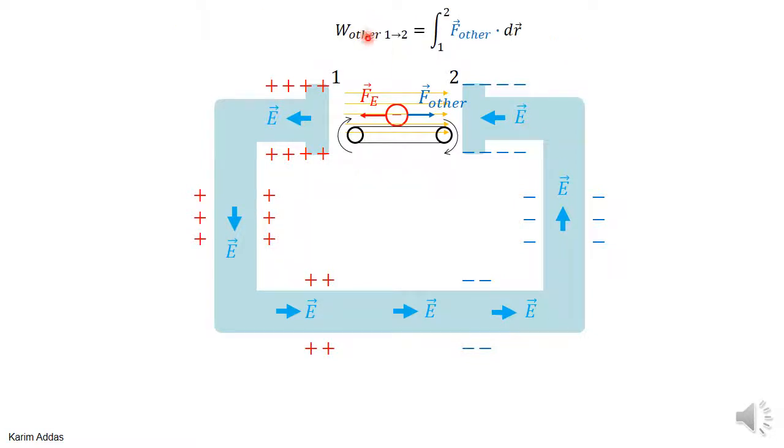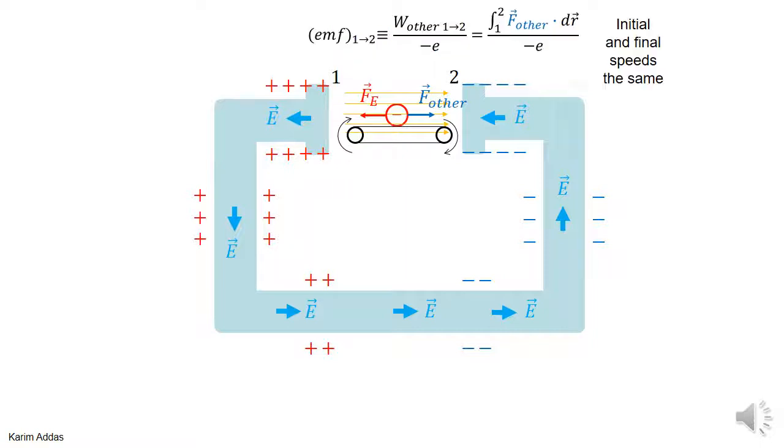The work due to the other force to go from 1 to 2 is the integration of F other dot dr. This is just the definition of work. The EMF to go from 1 to 2 is defined to be the work due to the other force to go from 1 to 2 divided by the charge. The charge of each charge is minus e, the charge of an electron. e is positive, e is just the magnitude of the charge, and minus e is the charge itself. So this is what the EMF is defined to be: the work per unit charge to go from 1 to 2.